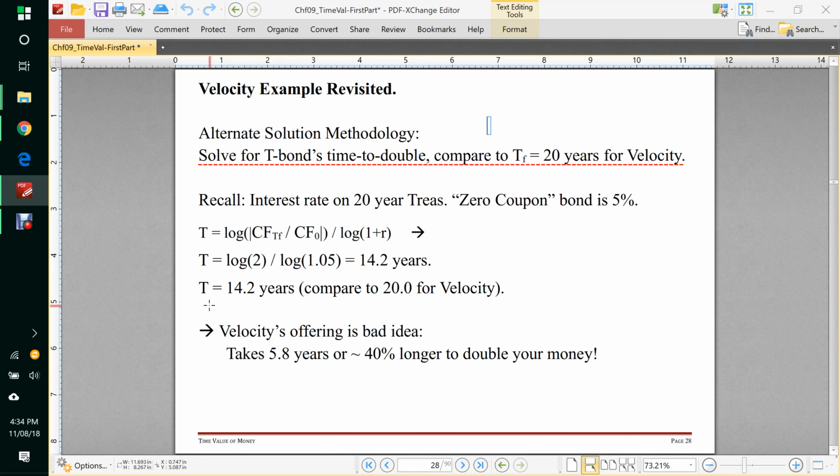Okay, so what this is telling us is we could find a treasury bond that would double our money in roughly 14 years compared to 20 for velocity. Velocity is taking 40% longer to double our money, so we definitely would want to stay away from that.